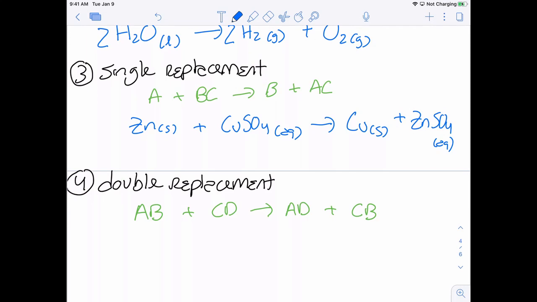Let's look at what's a real example for us. How about sodium carbonate? Don't need the parentheses around this one. I'm just going to put them there. And we're going to react it with barium chloride.